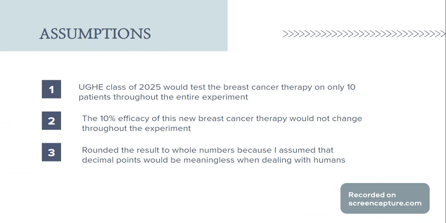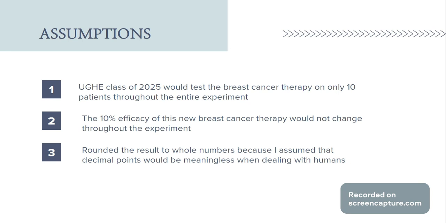We also made a couple of assumptions. One of them being that UGHE class of 2025 would test the breast cancer therapy on only 10 patients throughout the experiment. If our value of n were to decrease or increase to another value, it would make our previous assumptions not relevant to the new value of n. For the second assumption, we assumed that the 10% efficacy of this new breast cancer therapy would not change throughout the entire experiment. If our p was to change, it would also imply that our previous calculations are no longer relevant to the new case.